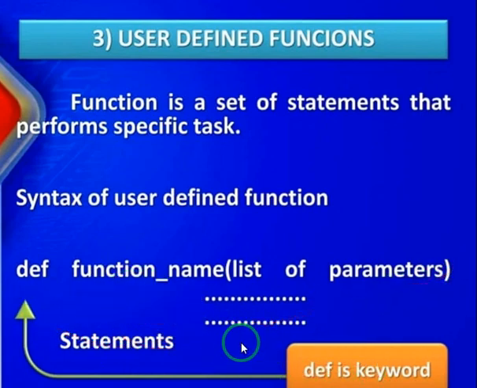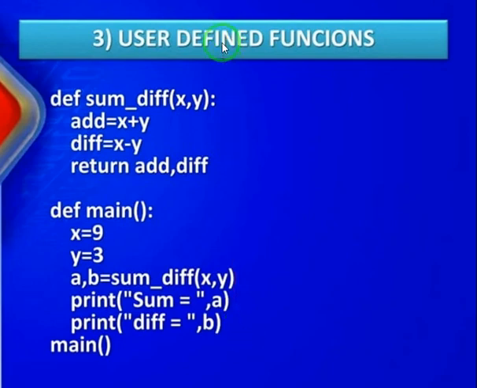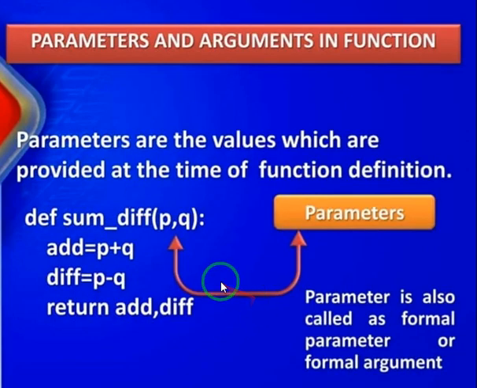So this is an example of a user defined function where we take the sum, and this x comma y is actually the parameter, variables passed as basically the parameter, and we are adding the two numbers, taking the difference and returning the value. Now we've called another function called main where we've taken two values of x and y, and we're just printing the sum and difference. Now what are parameters and arguments in functions?